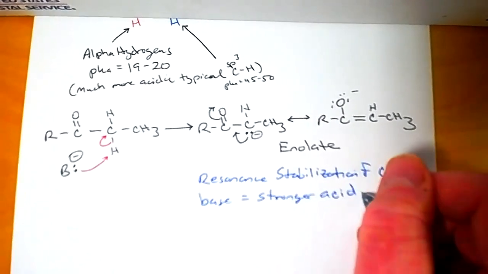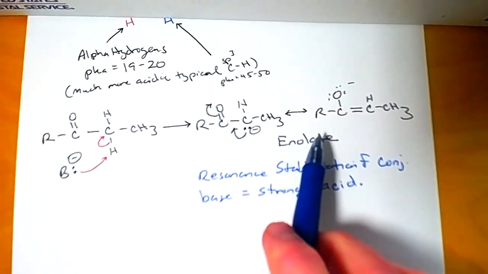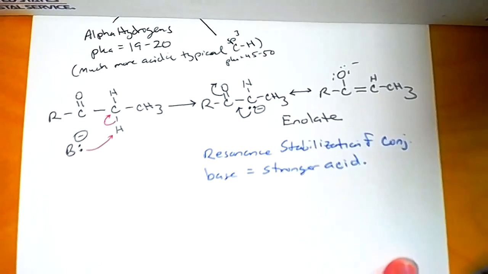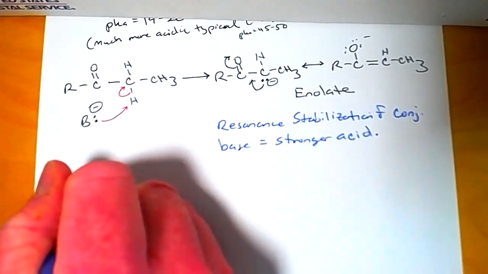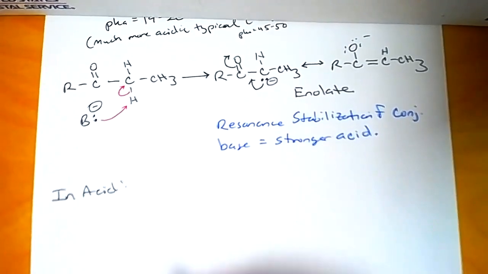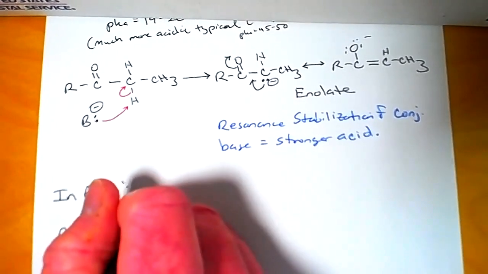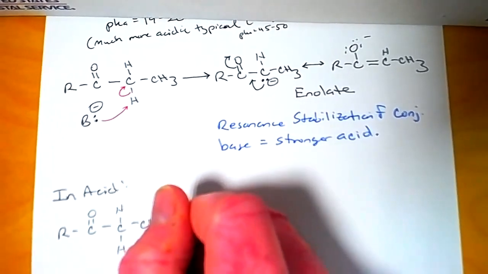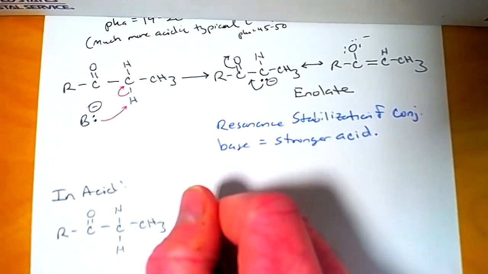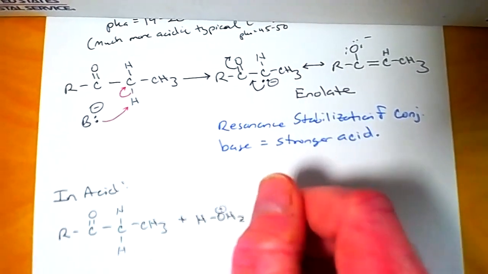Now, this is one type of species that we're going to see present here. But there's another one that you should be aware of too, which is, what if we were to put that compound with alpha hydrogens in acid? What would happen? You tell me as I'm drawing this out, what is the first step of the mechanism?